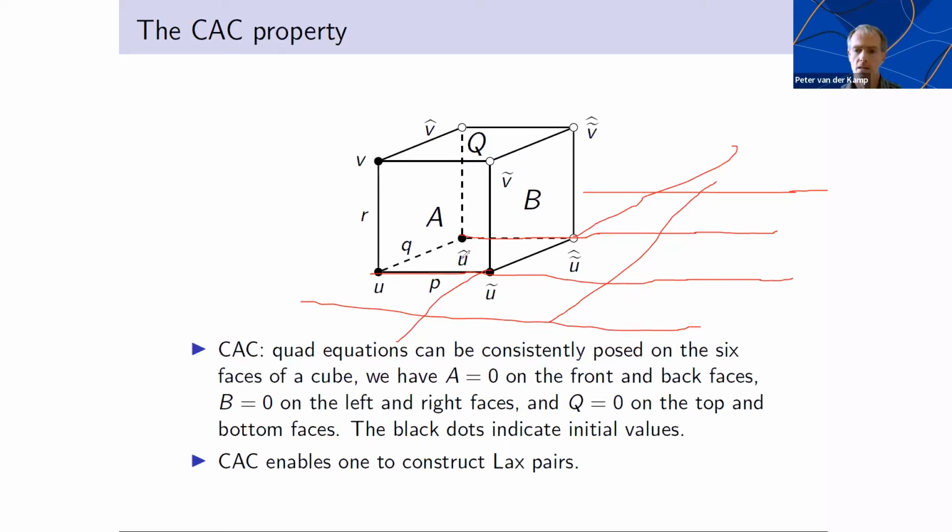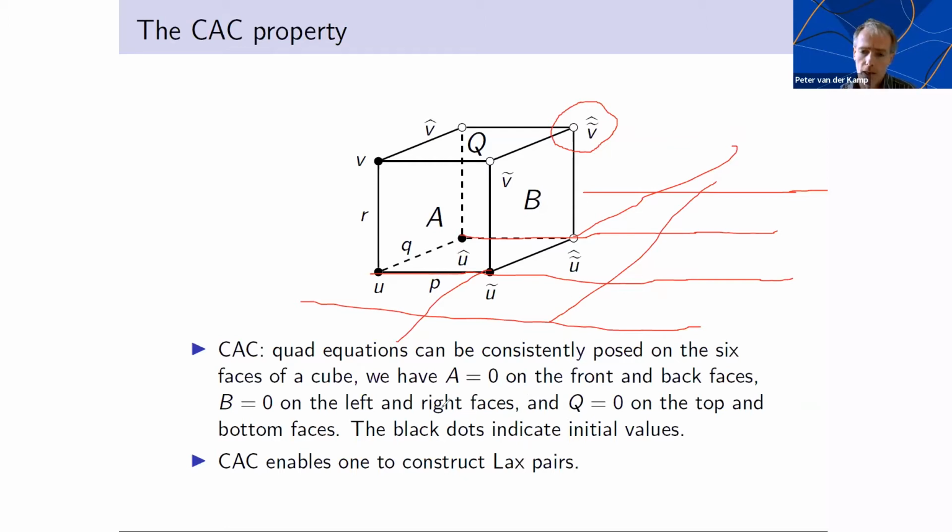And you can embed this thing in 3 dimensions on a cube. And if you do that, you have 6 equations on the 6 faces of the cube. And you have 3 different ways of calculating this value here from the initial values, which are the black dots. So u, v, u hat, and u tilde are initial values. You use the 6 equations to calculate v tilde hat in 3 different ways. And if you get the same value, the equation is called consistent.